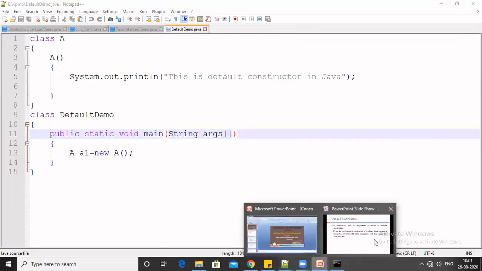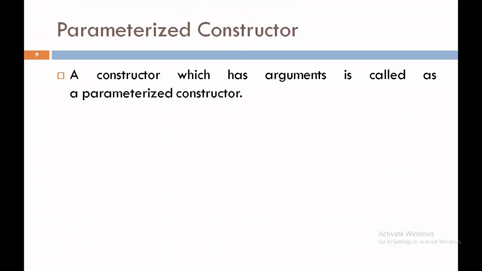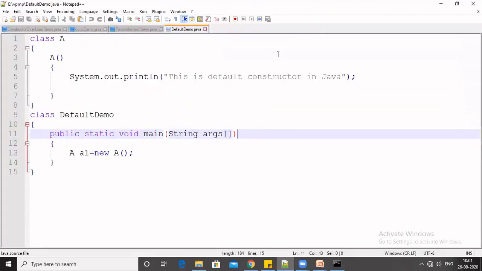Let's see another type of constructor, that is the parameterized constructor. A constructor which has an argument is called a parameterized constructor. That means when we create a constructor with parameters, then it is known as a parameterized constructor. It is used to assign a value to a distinct object. That means the parameterized constructor is used to assign different values to different objects. Let's see again an example of parameterized constructor.